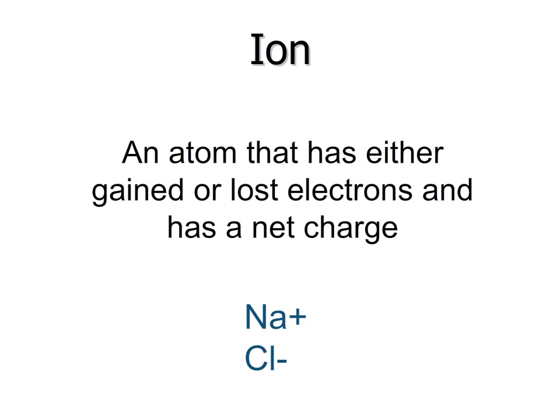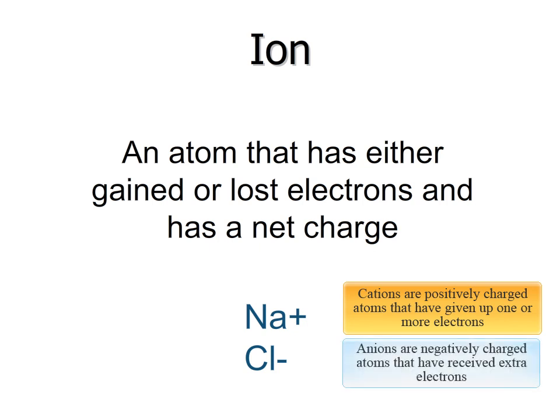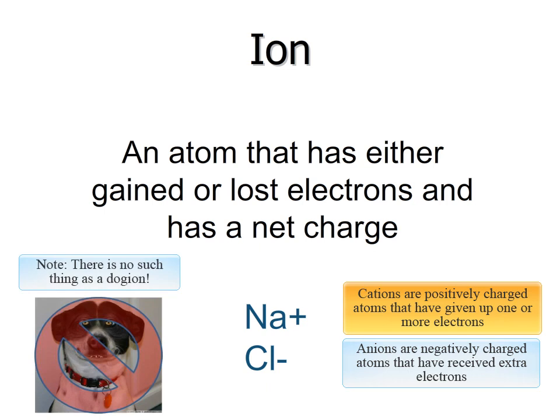So this charge is indicated by either a positive or negative symbol following the chemical symbol for that element. For example, Na positive is a cation, indicating that sodium is positively charged. Now, the way that sodium becomes positively charged is by losing electrons. On the other hand, take a look at the chloride ion, Cl negative. Now this negative indicates that we have a negative 1 charge, that is, we picked up an extra electron to become negatively charged. Negatively charged ions are called anions.